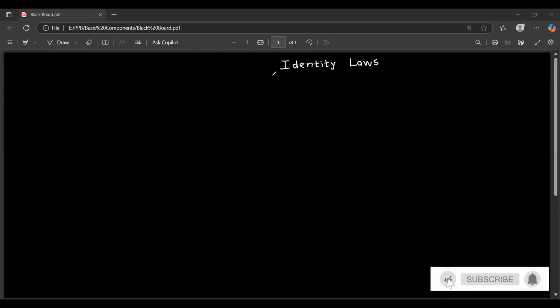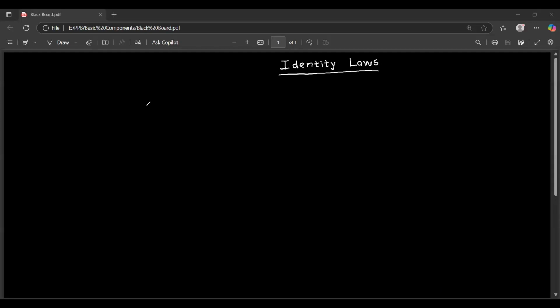Okay, identity laws are very straightforward. So if you look at this, let's say we have A dot 0. When you multiply anything by 0, in Boolean algebra we don't say multiply, we say we are using an AND gate, right?